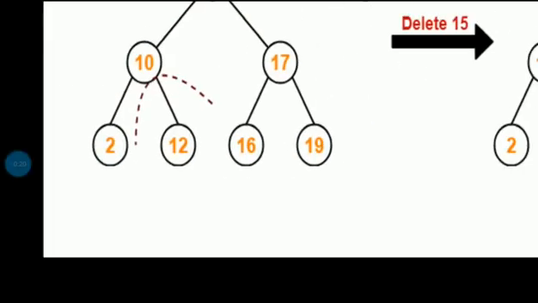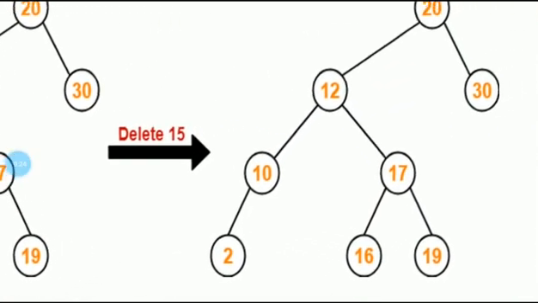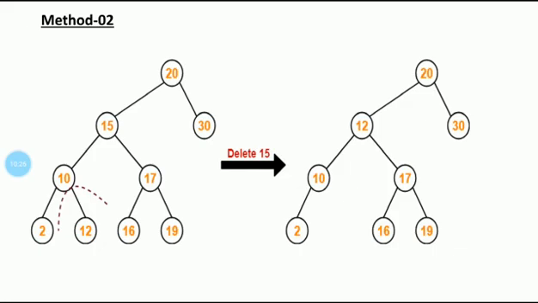So before deletion of 15, the binary search tree is like this, and after the deletion of 15, the binary search tree is like this. That's it.